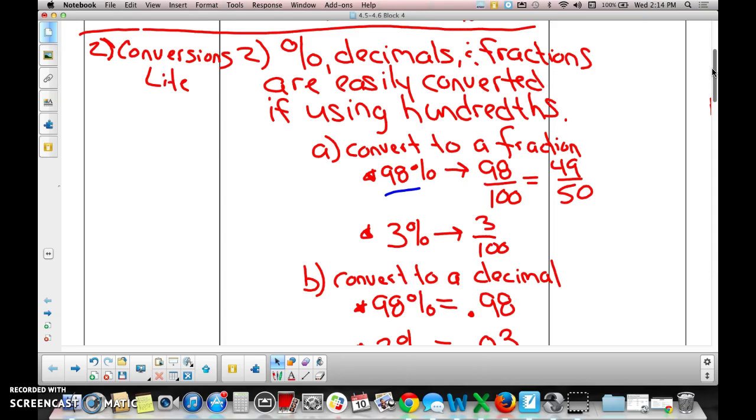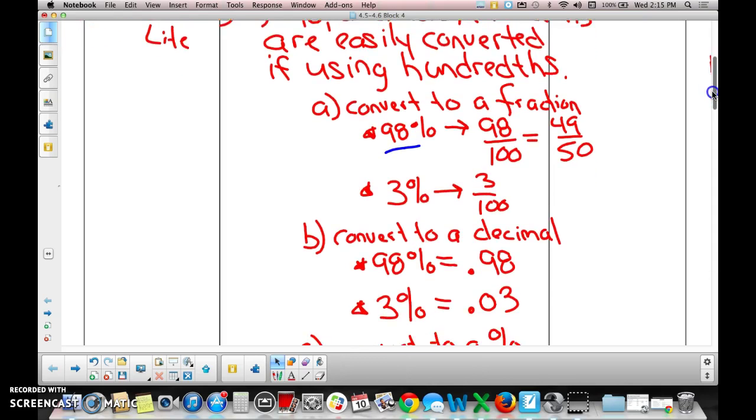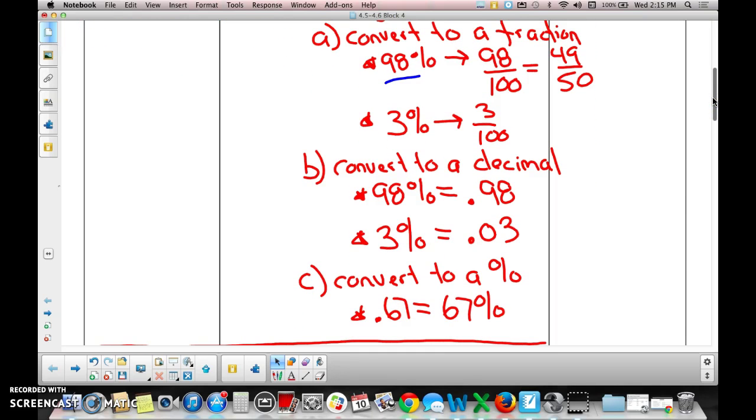Okay. And then if you go to part B there, we're converting to a decimal. 98% is 98 hundredths as a fraction. And the fraction, if you say 98 hundredths, actually translates to the decimal 0.98, because the 8 is in the hundredths place, right? Okay, you guys got all that?